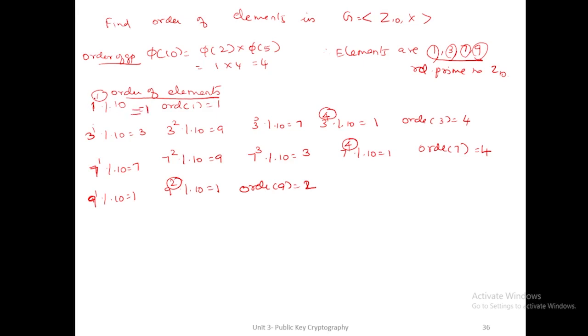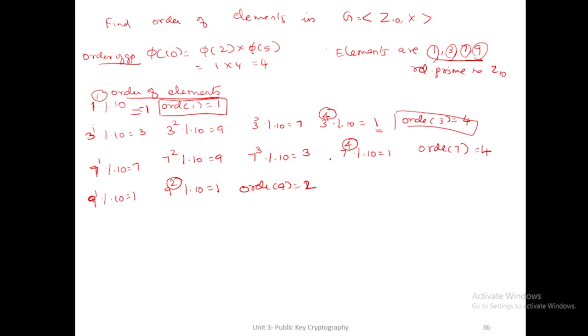So 1 power 1 is 1. So the order of 1 is, the power value is 1. So this is the order of 1. So it is 1. 3 power 1 is 3. 3 squared is 9. 3 power 3 is 27, mod 10 means 7. 3 power 4 is 81, mod 10 is 1. So the answer 1 occurred. So the order of 3 is 4. Because only at the fourth power the remainder value is 1.